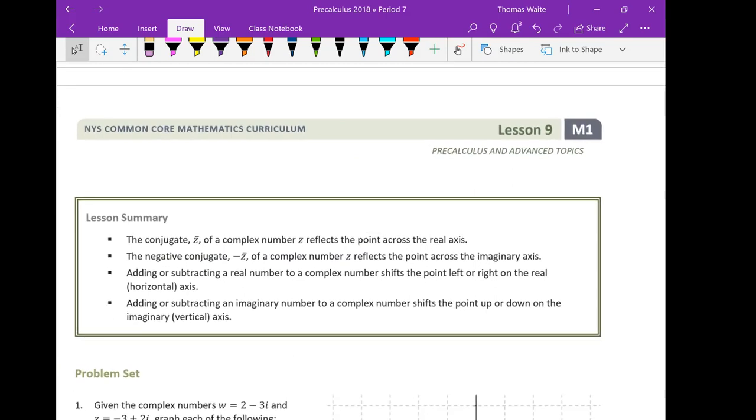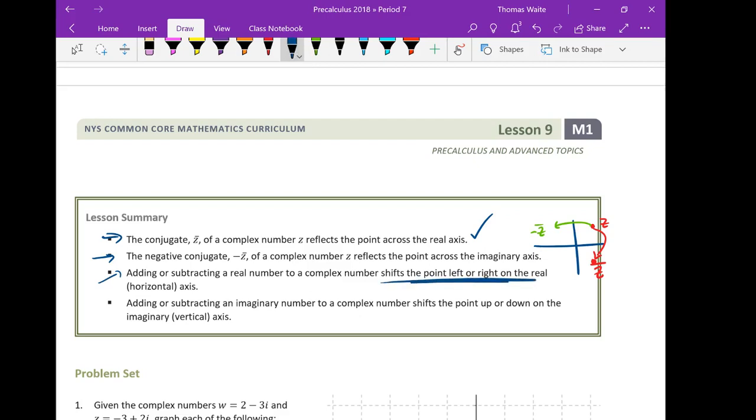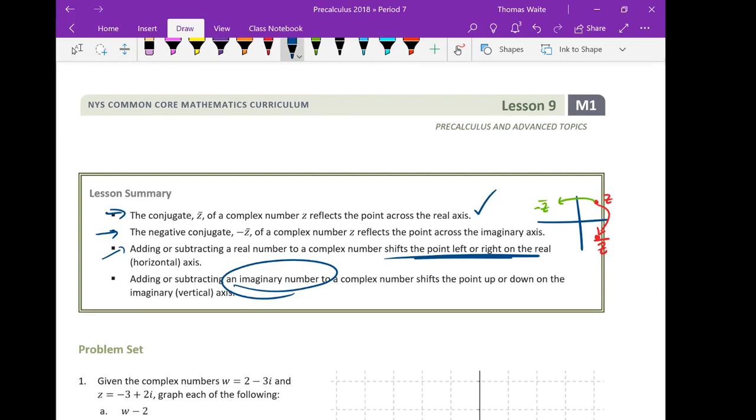So conjugate, we talked about, reflects the point across the real axis. We saw that in lesson 8. The negative conjugate reflects it across the imaginary axis. So again, I'll make a little sketch to help support our thinking. Here's our z. Its conjugate reflects it this way, so that would be the conjugate of z with the hat. Its negative conjugate reflects it this way, reflects across the vertical axis, or the imaginary axis. And then adding and subtracting a real number shifts the point left or right. We saw that. Adding and subtracting an imaginary number, like i or 3i, shifts the point up or down.